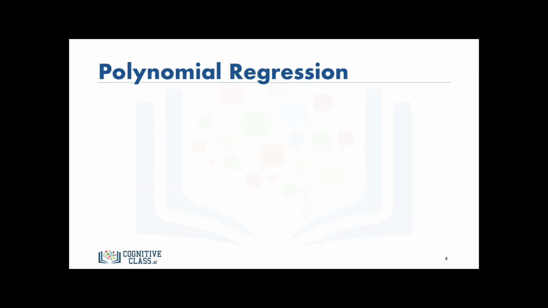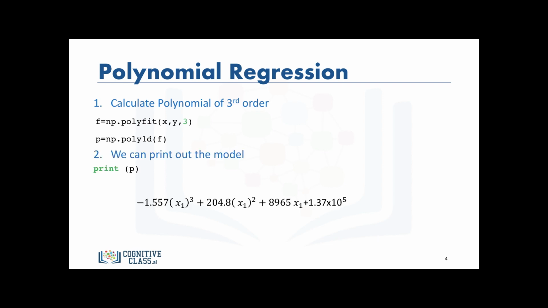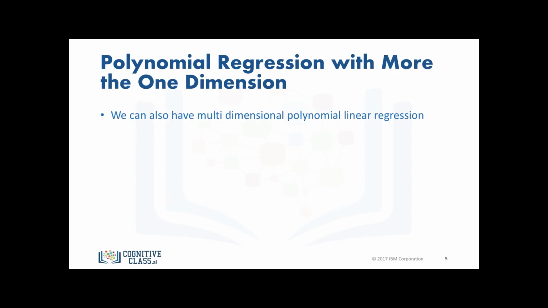Let's look at an example from our data where we generate a polynomial regression model. In Python, we do this by using the polyfit function. In this example, we develop a third-order polynomial regression model. We can print out the model. The symbolic form for the model is given by the following expression: -1.557 x1 cubed plus 204.8 x1 squared plus 8,965 x1 plus 1.37 times 10 to the power of 5.